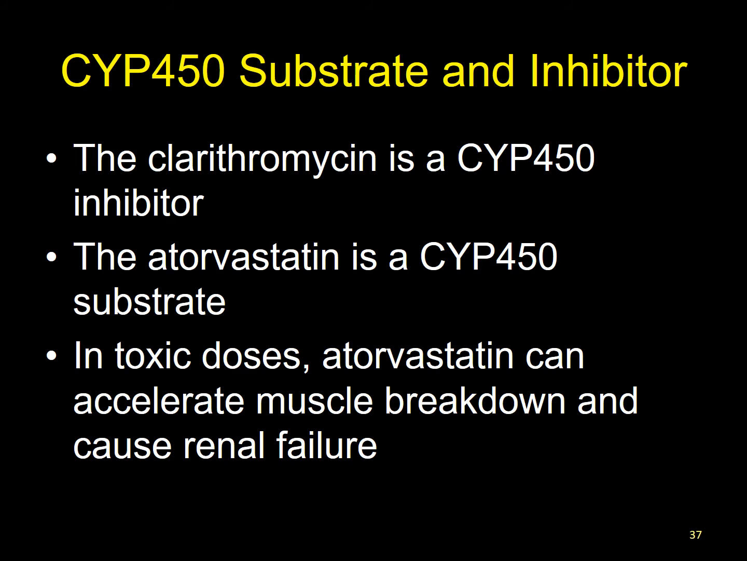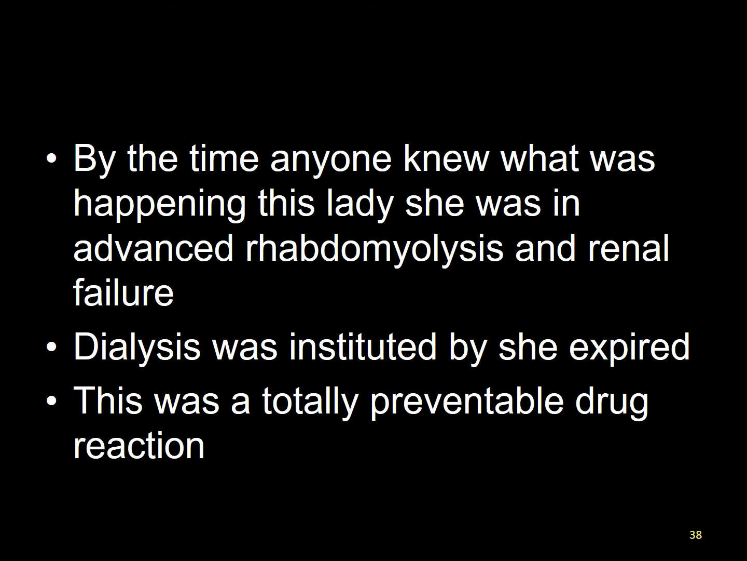Now, this lady was on 80 milligrams of atorvastatin, which is the highest possible dose of atorvastatin, and then she started taking a drug that blocked the metabolism of that atorvastatin. So the atorvastatin then was allowed to accumulate in toxic doses. It accelerated muscle breakdown, clogged up her kidneys, and put her in acute renal failure. And by the time anybody realized what was happening, she was in advanced rhabdomyolysis, advanced renal failure, and she died. I mean, they tried to dialyze her, but she just died.